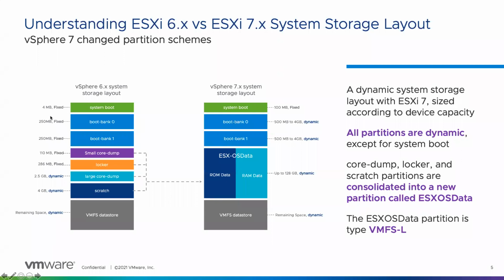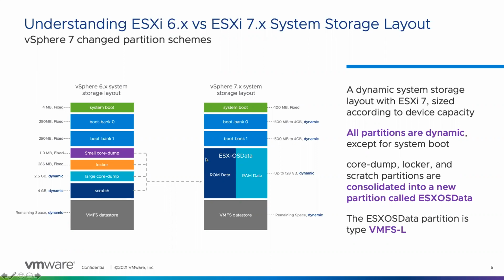And the key thing over here is, if you look at all of these partitions, they are basically fixed partitions, right? You have the system boot partition, which is 4 MB in size, and that is fixed. System boot is basically storing your bootloaders, your EFI bootloaders. The next partition is the boot bank partition. It starts with 250 MB, and it's again a fixed partition. So both your boot bank 0 and boot bank 1 are again fixed partitions. Except for a few large ones like core dump and scratch, the rest of the partitions in 6.x are primarily fixed and static in nature, right?